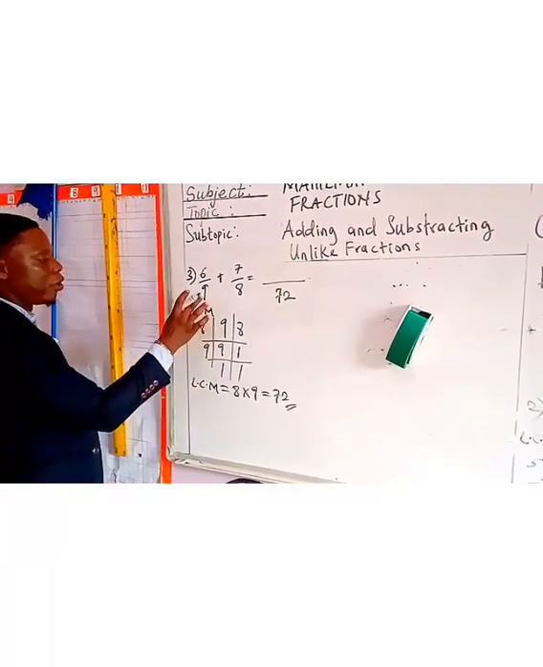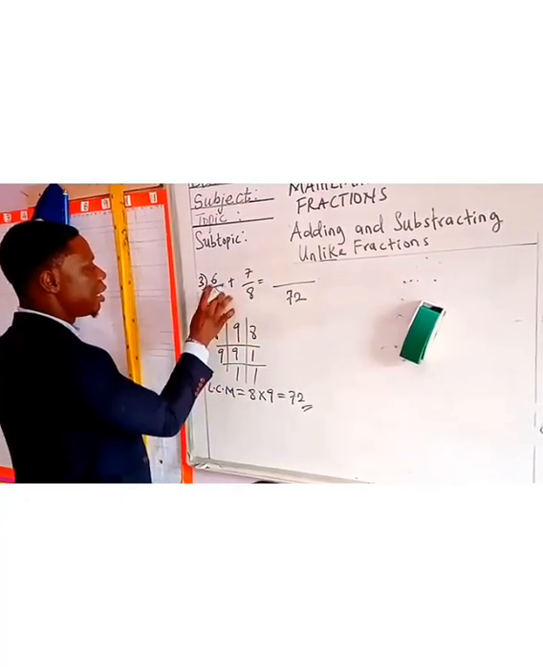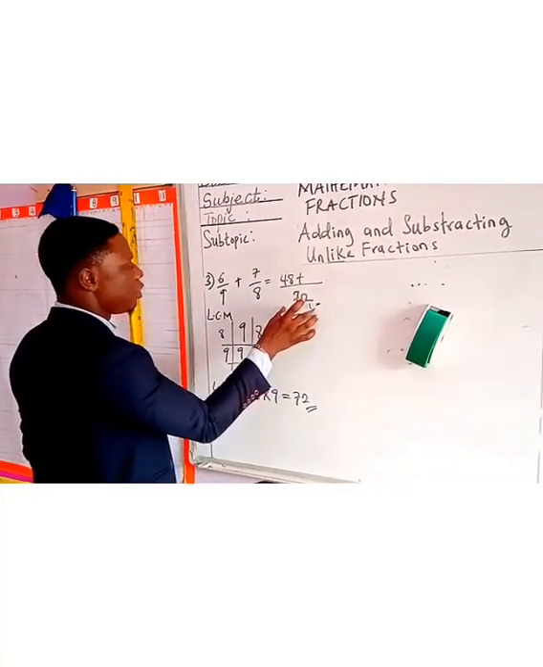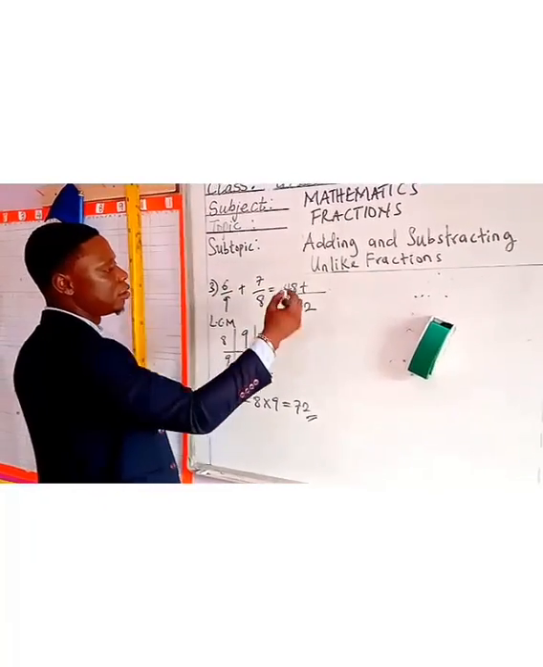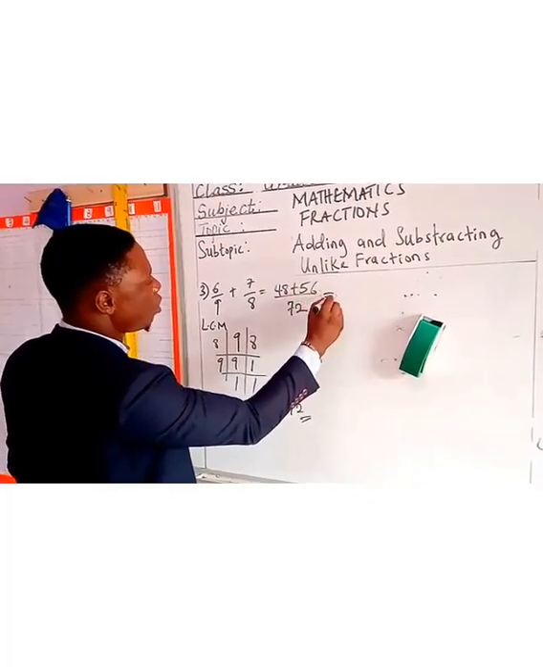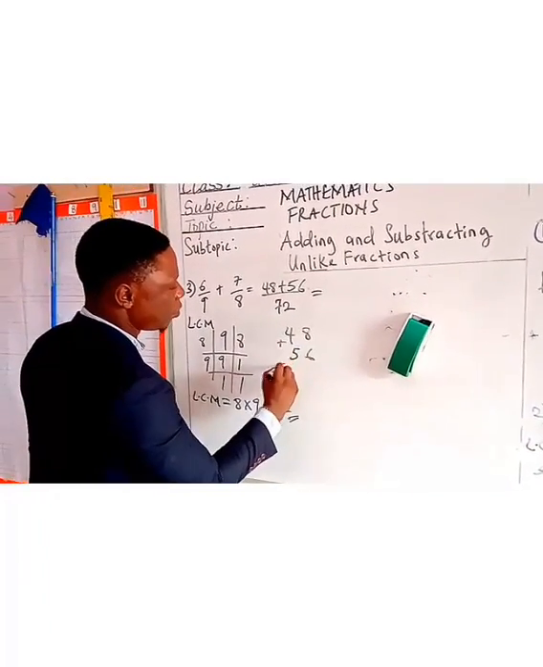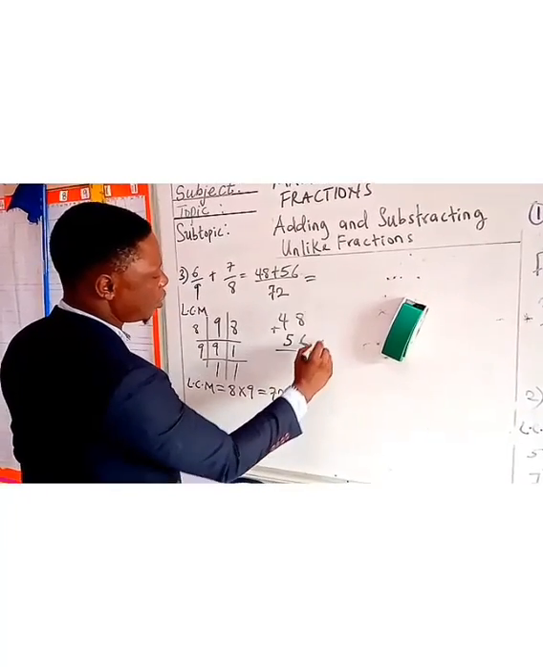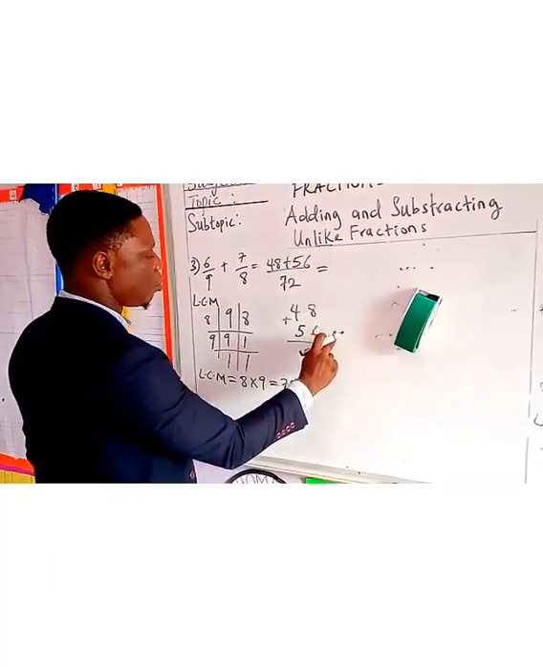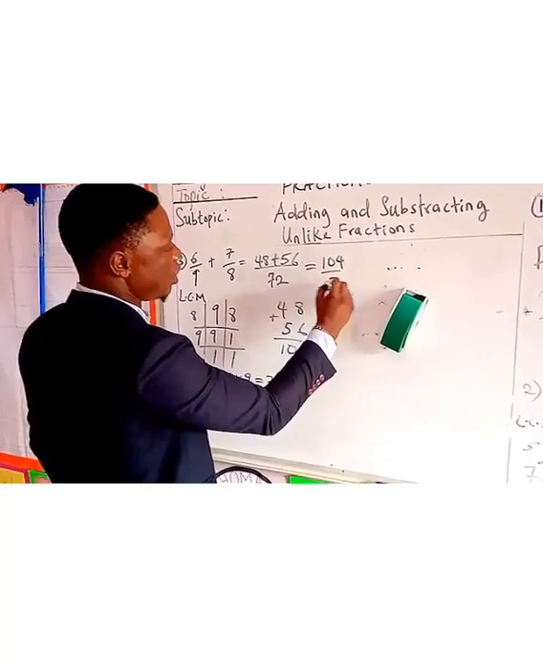Obviously, we see that we multiply 9 and 8 to give us 72. So 72 divided by 9 is 8. 8 times 6 is 48. Plus 72 divided by 8 is 9. 9 times 7 is 56. So let's take our addition board. 48 plus 56. 8 plus 6 is 14. We add, keep our 1 here. 4 plus 5, 9. Plus 1 here is 10. So we have 104 over 72.